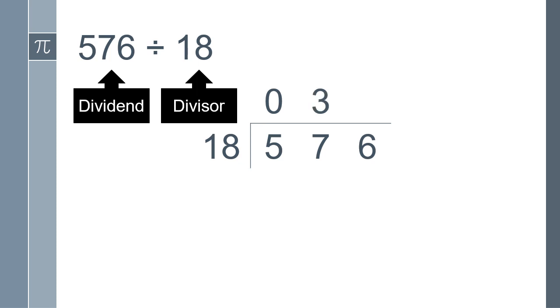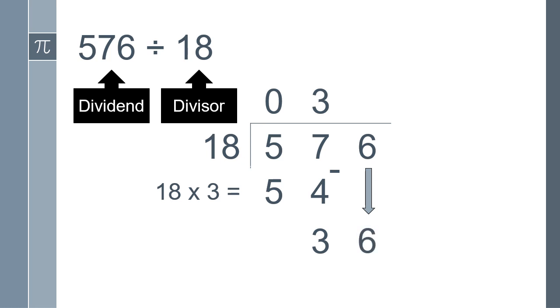What I need to do now is do a small multiplication sum. So I need to take my divisor 18 and multiply it by the answer I've just got. 18 times 3, and it's 54. And I write that answer underneath the 57. Then I do a subtraction sum. I do 57 minus 54, and that gives me 3. My next step is to take that 6 that I'm left with on the end and move that down to where the 3 is, and that number there, 36, becomes my new dividend.